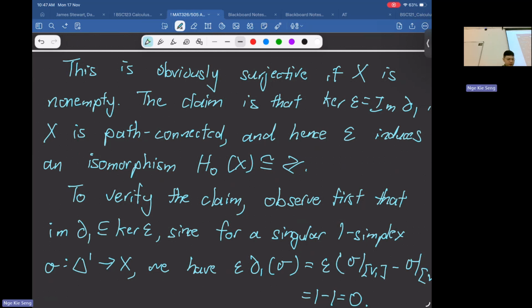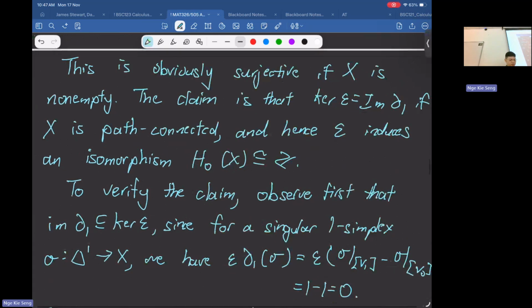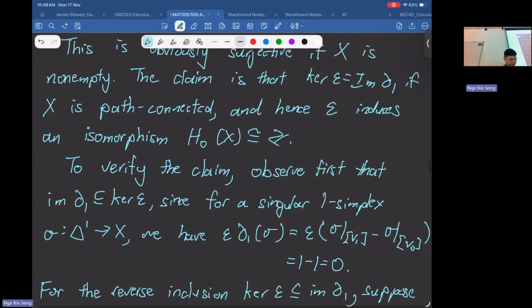But the claim is the kernel of epsilon is equal to the image of delta one if X is path connected. To prove this claim, you want to show the two inclusions: the image of delta one is in the kernel, and then the kernel is in the image of delta one. So let's see how we prove this. Let's show one direction.